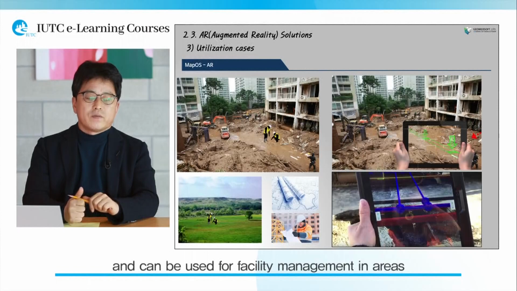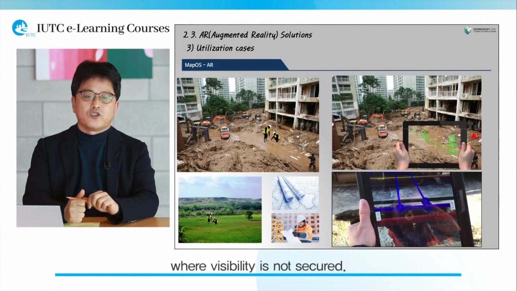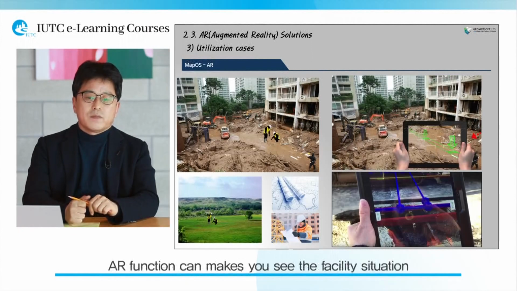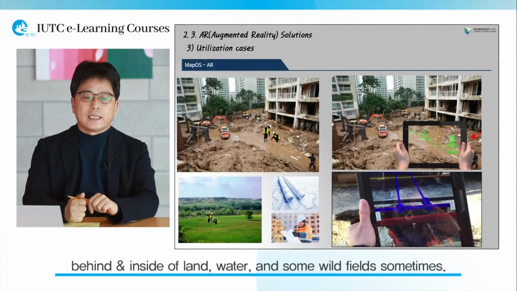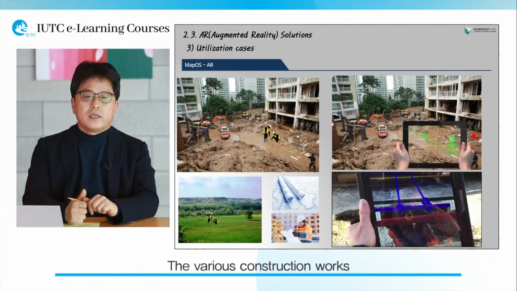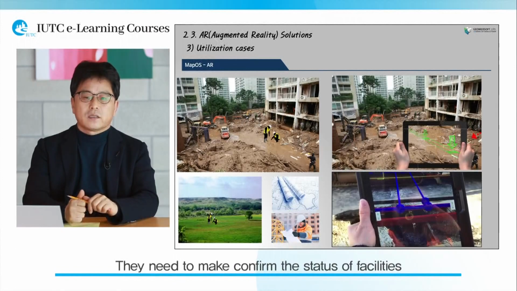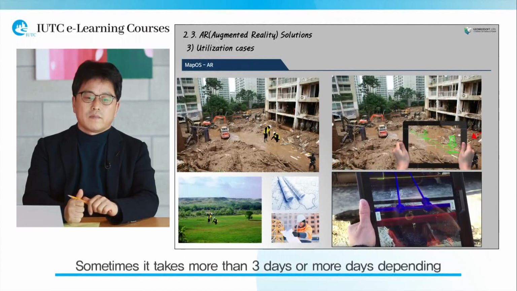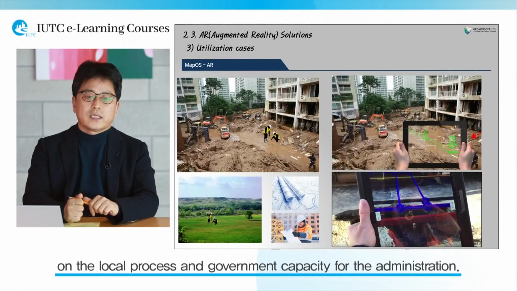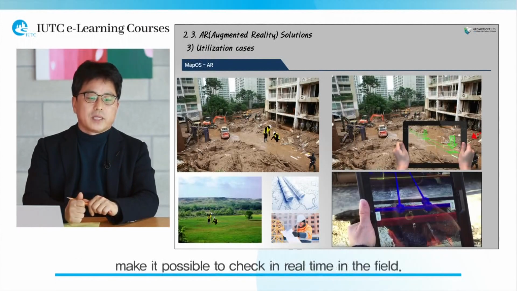works, and can be used for facility management in areas where visibility is not secured. The AR function lets you see the facility situation behind and inside of the land, water, and sometimes wild fields. Various construction works are performed every day in many places in urban areas. They need to confirm the status of facilities before starting the work. Sometimes it takes 3 days or more, depending on the local process and the government's administrative capacity. But with recent smart city technology, it is possible to check in real time in the field.